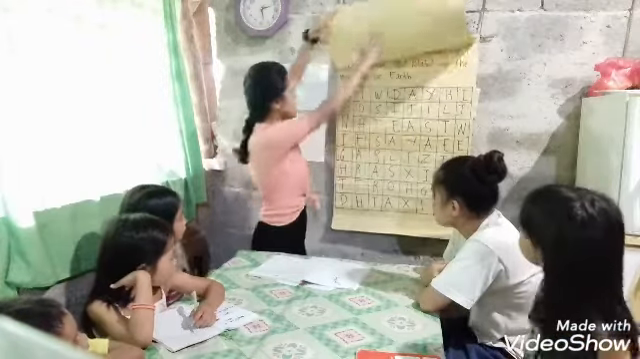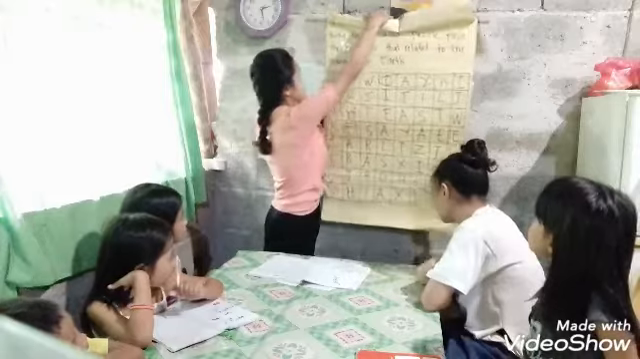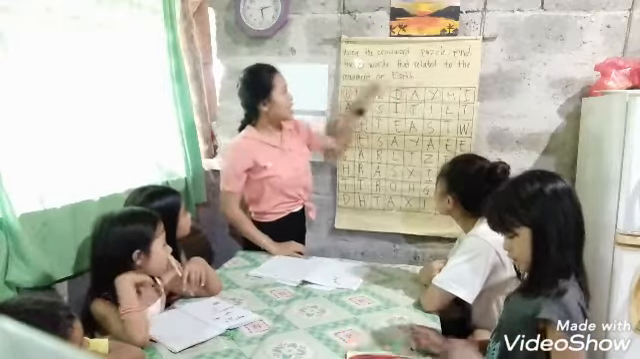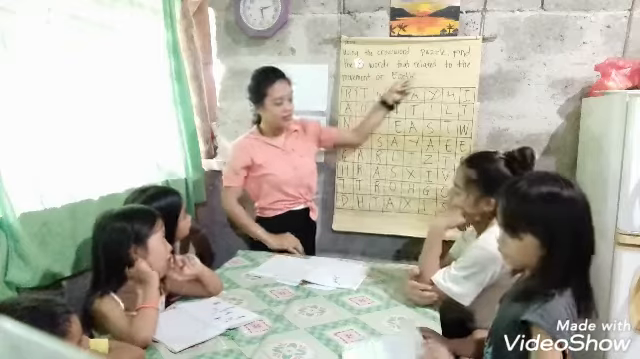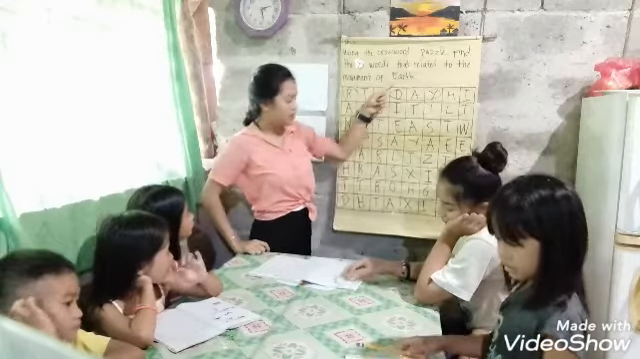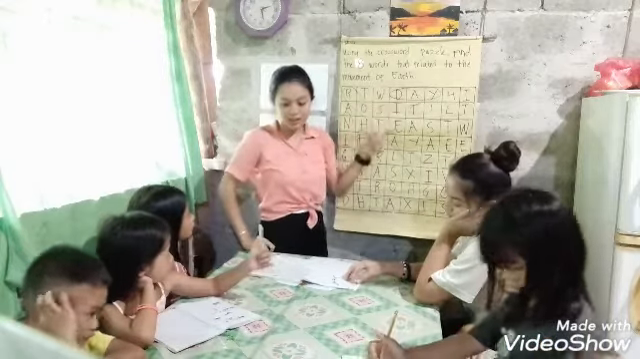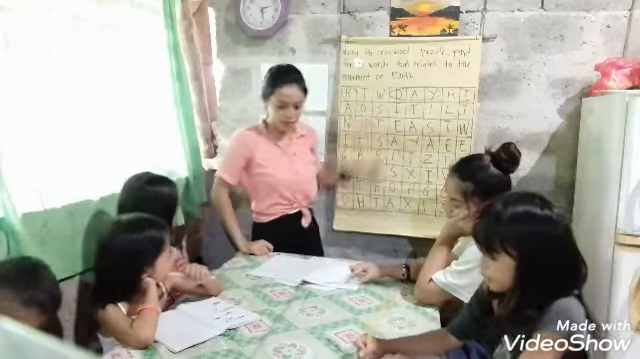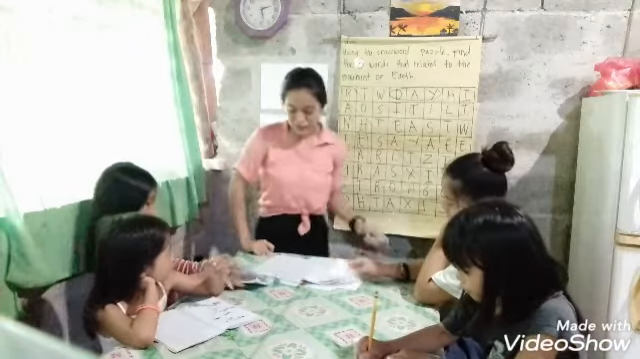So I have here a crossword puzzle. Find the 8 words that are related to the movement of the earth. Get a 1/4 or any kind of sheet of paper and answer this crossword. I've given you 3 minutes to answer.